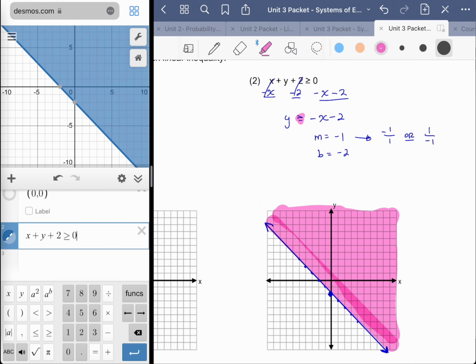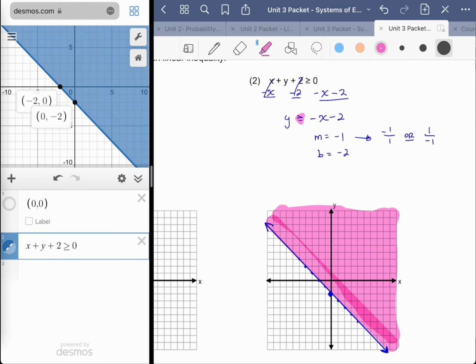Put in the original and make sure that it not only shades correctly, but it also gives you the correct graph. You could check your intercepts. Make sure it crosses at these 2 points. If it does, then you've created the appropriate graph. And that's all there is to it.